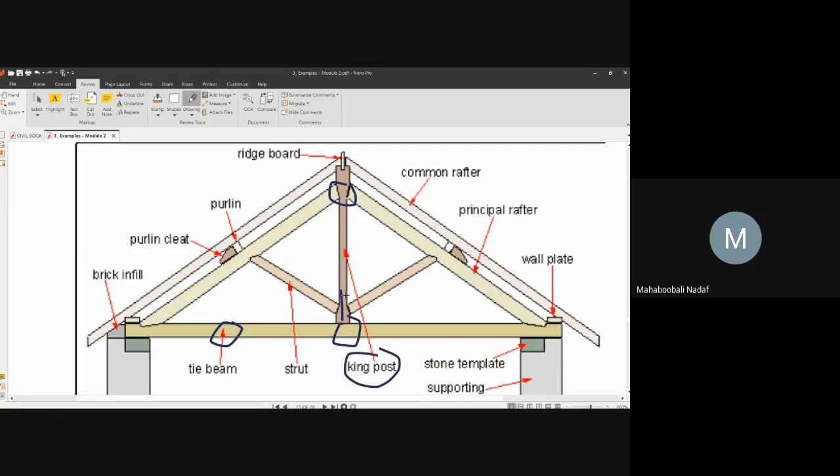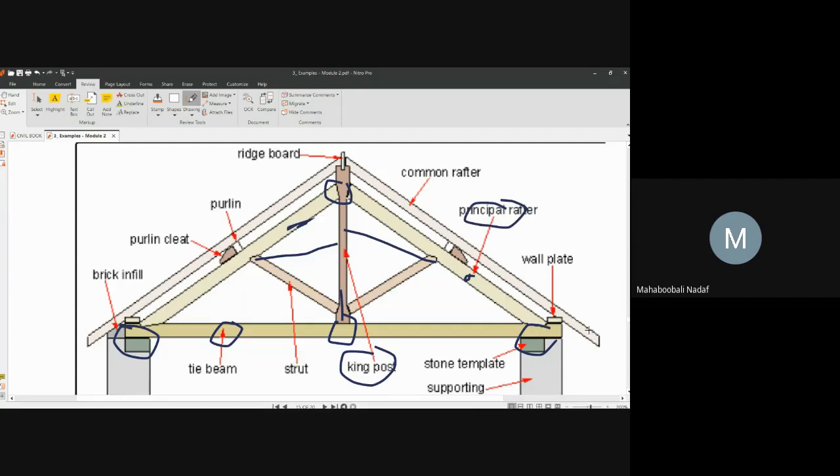Now diagonal members, always understand, diagonal members are called struts. Some other members may be like this. These are all called tie members. Now the member from the ridge to this base plate is called a principal rafter. It is called a principal rafter.